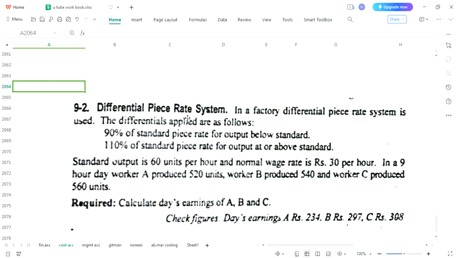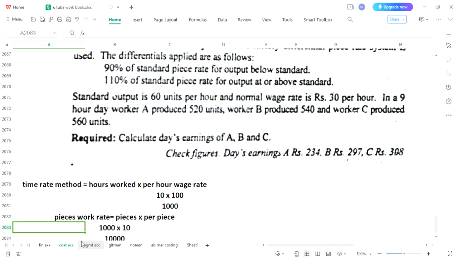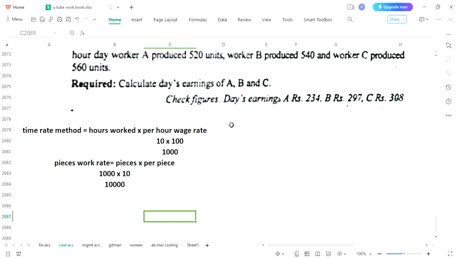And since we are dealing with piecework rate system, kindly note it down, we will be following how many pieces a worker had produced and the per piece rate. Now next, standard output is 60 units per hour. That means in 1 hour a worker is bound to make 60 units. Wage is, in 1 hour he can get 30 rupees. 9 hours a worker had worked and there are A, B, C, three workers and their units are presented over here. Before calculation of wages of workers A, B and C, we will as usual be putting some standards.